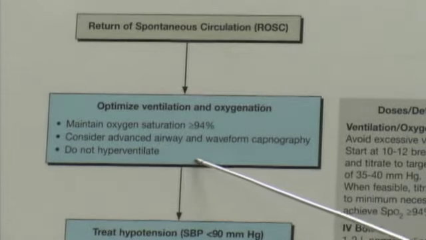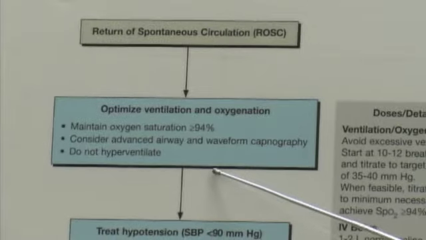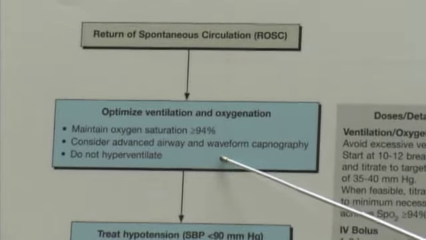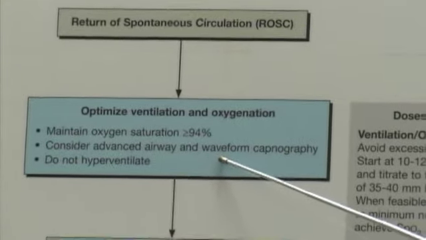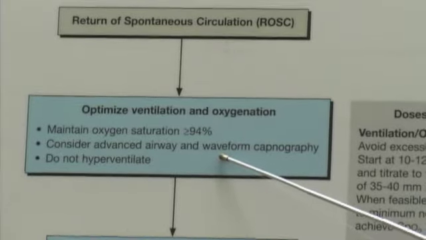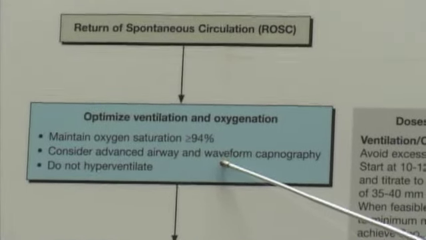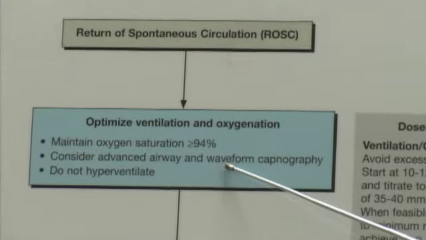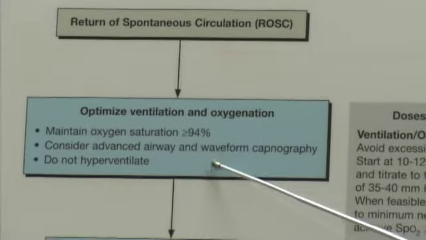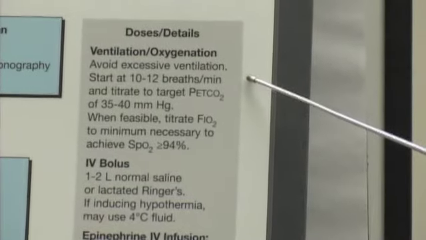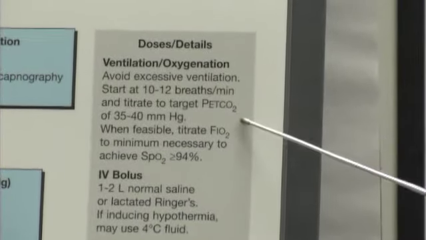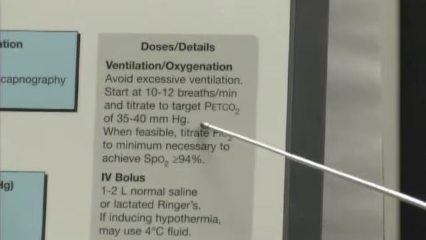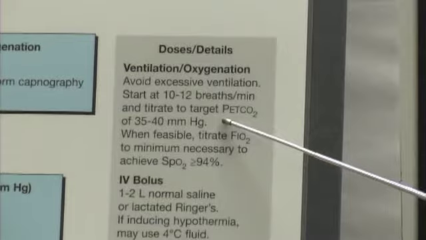do not hyperventilate. Do not do excessive ventilations, because you're going to put too much air into the gut, into the stomach, which can possibly cause regurgitation, aspiration, and higher pressures in the chest, which can decrease blood flow to the heart and to the brain. So do not hyperventilate. In fact, it will tell us here, ventilation and oxygenation: avoid excessive ventilations. You're going to do 10 to 12 breaths per minute with an advanced airway in place. You're going to be monitoring that PETCO2 number and targeting it to a 35 to 40 reading.